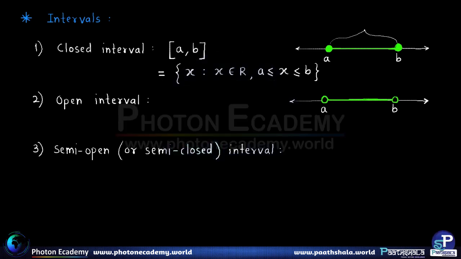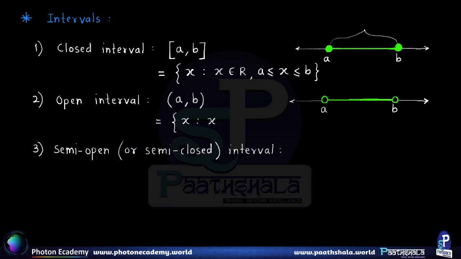Now the notation to write an open interval is in round brackets. So we write a comma b in round brackets, that means the open interval. And here we can describe it using set builder notation as the set of all elements x such that x is real and a less than x less than b. So you see here we do not have the equalities on both ends.